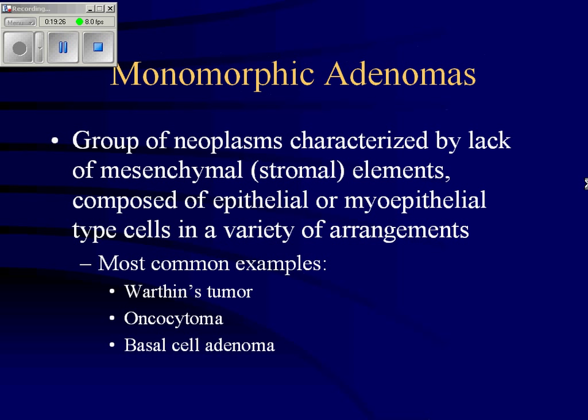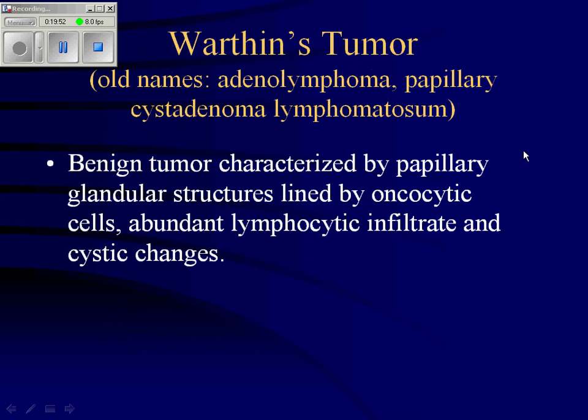Okay. So the monomorphic adenomas are where you have one of these elements. Usually it's epithelial or myoepithelial, and they can be in a variety of arrangements. The most common are the basal cell adenoma, oncocytoma, and Warthin's. Papillary cystadenoma lymphomatosum is the generic name for it. That's why we call it Warthin's tumor. And adenolymphoma is a terrible name because everybody thinks lymphoma when they see that, so don't ever use that name. Just letting you know.